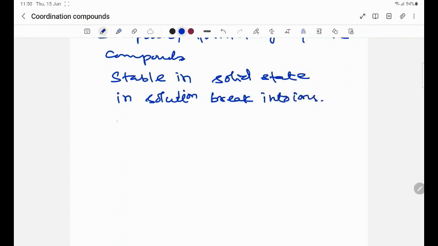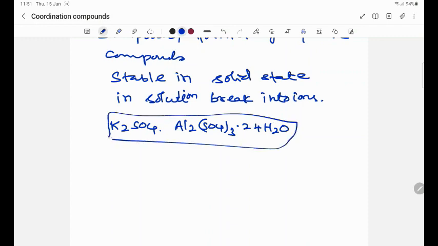Example, you see potash alum, K2SO4, Al2(SO4)3, 24H2O. This is potash alum, it is a double salt. Or simply it is known as alum. Here we can find potassium sulfate, aluminium sulfate. Double salt, two salts are there. These two salts are combined, two compounds are combined to form a single compound.